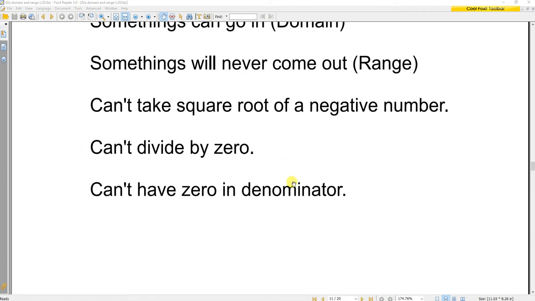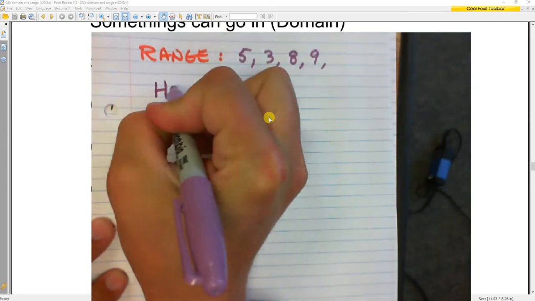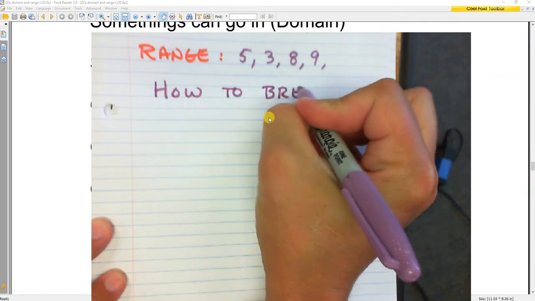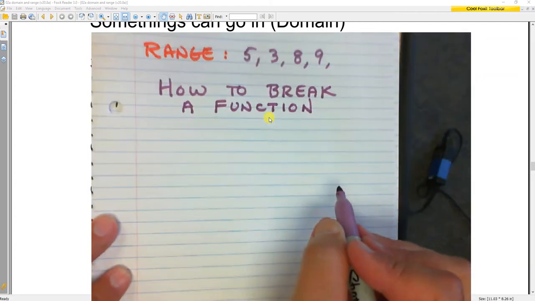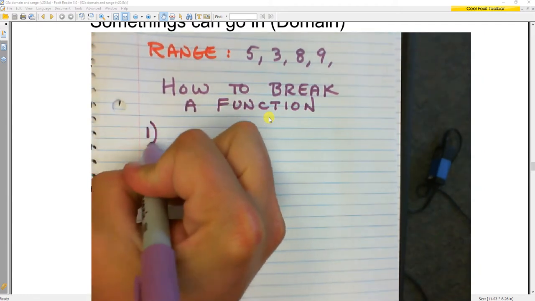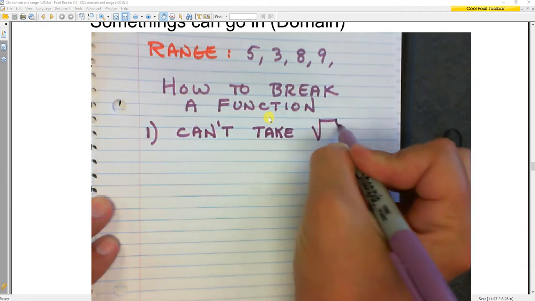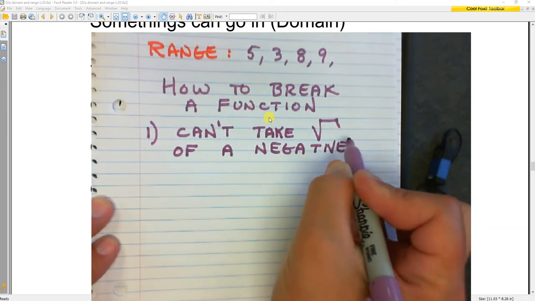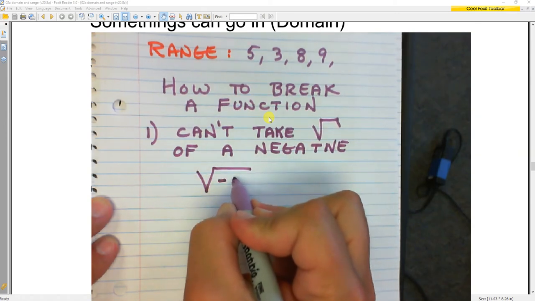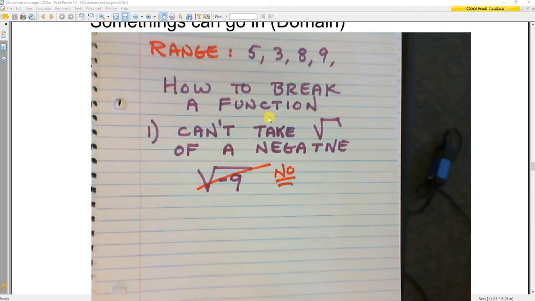These three things will break a function. So let's get that into our notes. We're going to call this How to Break a Function. One, can't take the square root of a negative. So if I had the square root of -9, broken. This is a no. Can't do that.